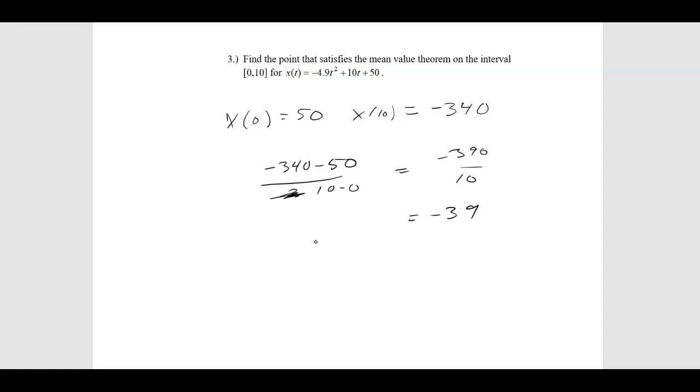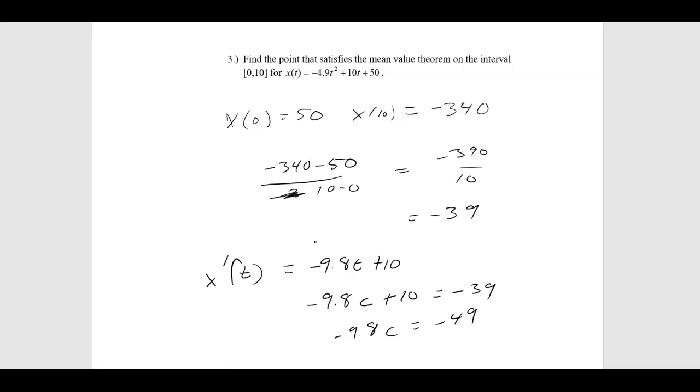And then this one ends up being a little easier to solve because x prime of t comes out linear, negative 9.8t plus 10. So I want to know where negative 9.8c plus 10 is equal to negative 39. Where is this derivative equal to the average rate of change? And I get negative 9.8c equals negative 49. You divide both sides by negative 9.8, you get c equals negative 49 over negative 9.8.